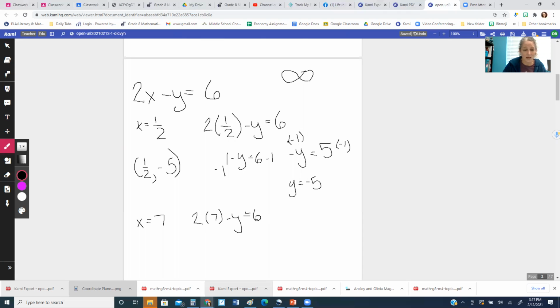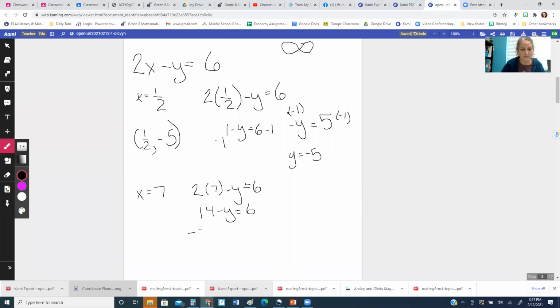Can I solve for y? I can solve for y. I can do this math. 14 minus y equals 6. Subtract 14 from both sides, right? Because it's plus 14, got to subtract it. Okay, so now we have negative y equals -8.